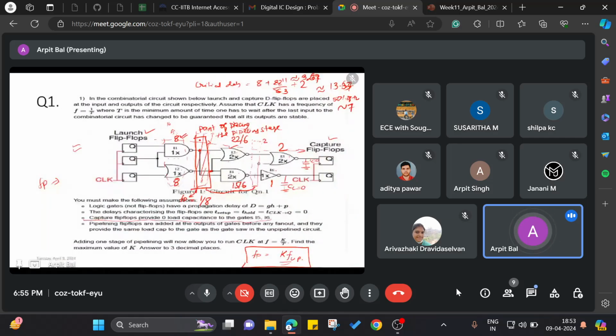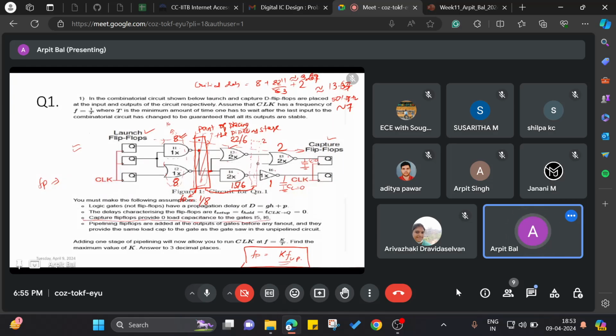Okay, let us revisit what we did. In the first question, we were supposed to figure out the maximum value of K. We have a circuit given to us, and we are asked that if we add one stage of pipelining and run the clock at F equal to K by T. Earlier the clock was running at F equal to 1 by T, where T was the minimum amount of time one has to wait after the last input to the combinatorial circuit has changed.